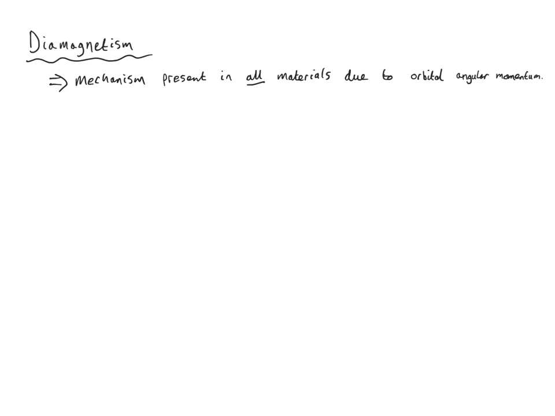As I mentioned, this is a mechanism that's actually present in all materials due to the orbital angular momentum. We imagine that the electrons are circulating around their respective nuclei, and this constitutes a tiny current loop which has an associated magnetic dipole moment. And the orientation of the magnetic dipole moment can be changed in the presence of an external or applied magnetic field. The interesting thing is that through this mechanism that I'll sketch now, the magnetic dipole moment tends to align in the opposite direction to the applied magnetic field.